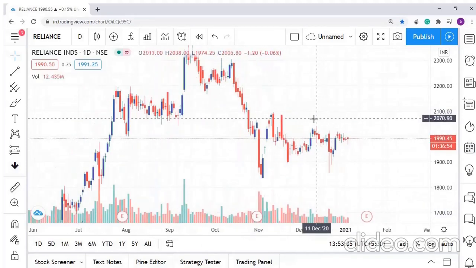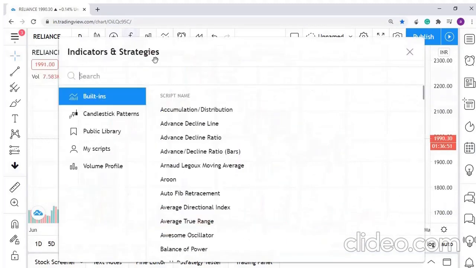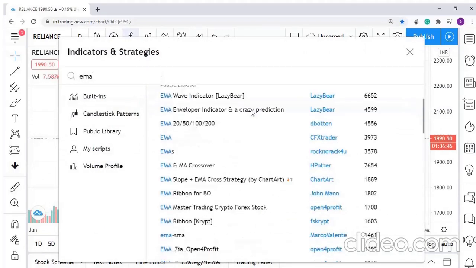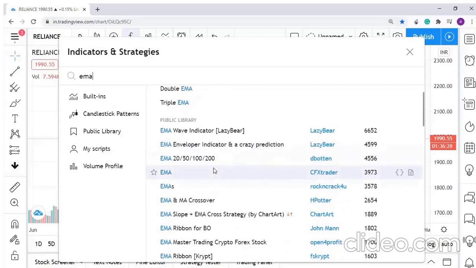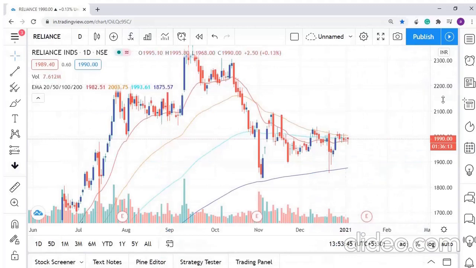Another indicator I will show you how to add is the moving average, the exponential moving average. So let's just type EMA here, exponential moving average. Another thing I want to tell you about is this thing called the public library. There are people who do some coding and put their indicators up for use. They put it in the public library, so you can borrow it for your use. You can see here Mr. D Botton has done some nice coding and gave us this indicator. So we'll just click here. Okay, so here you are.